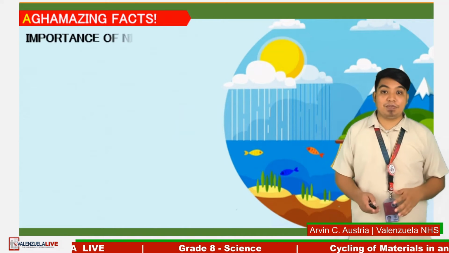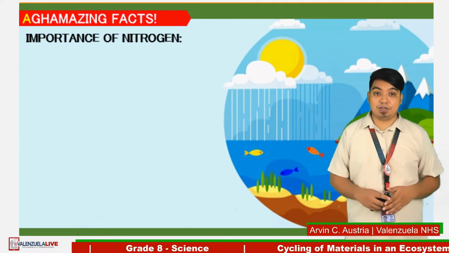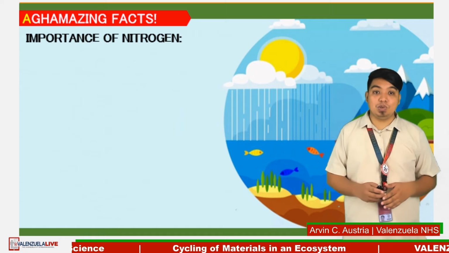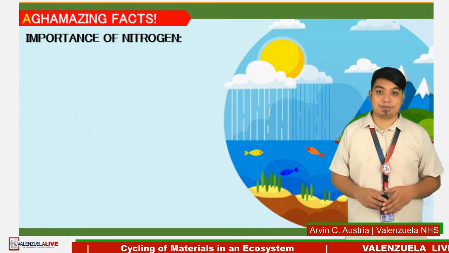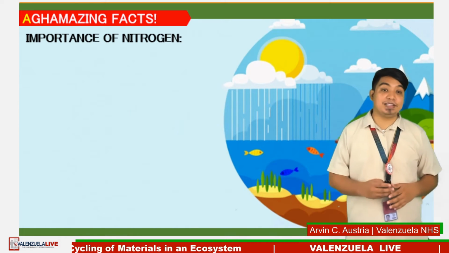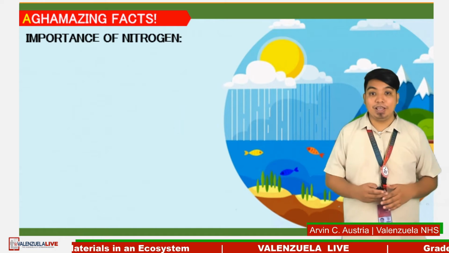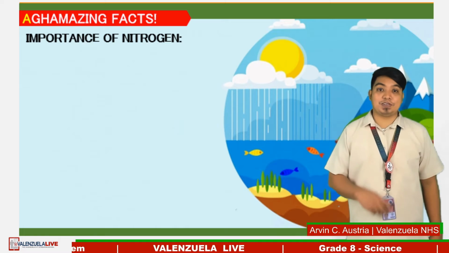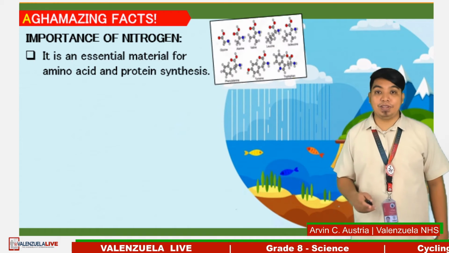It is actually a friend and a foe for plants because too much of this element poisons the plant, which leads to the discoloration of their leaves. Nitrogen is the most abundant gas in the atmosphere, 78% to be exact. Aside from those, here are some of the importance of nitrogen.